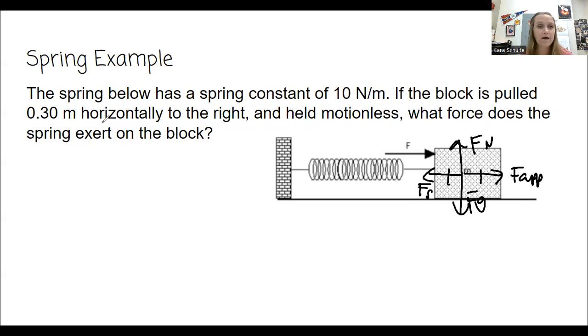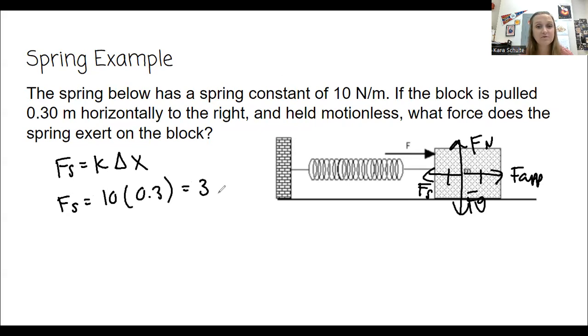So we can just use Hooke's law. Fs equals k delta x. We're looking for the spring force. Our spring constant's 10. Times 0.3, this gives us a force of 3 newtons.